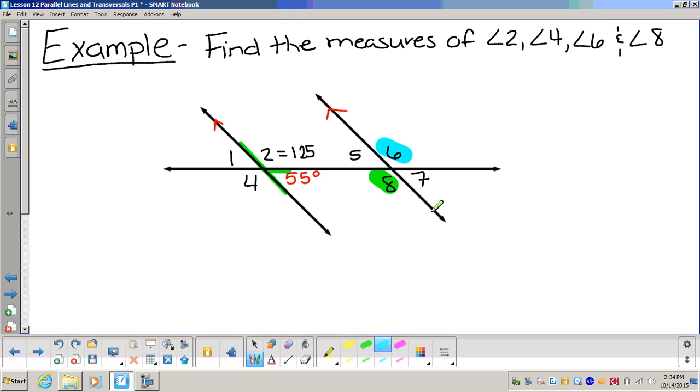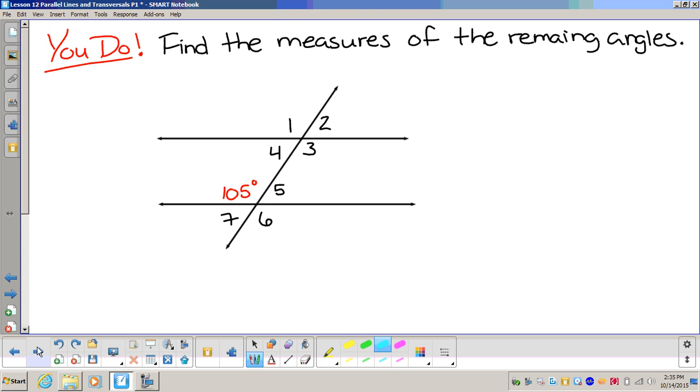Another thing you can notice is that 2 and 4 are vertical angles, so they're equal. 6 and 8 are vertical angles, so they're equal. So along with our special angle pairs that we talked about in this lesson, we also can still see vertical angles and linear pairs when we have these intersecting lines. So I have one you-do for you. I want you to tell me the measures of all these angles, 1, 2, 3, 4, 5, 6, and 7, and then we'll talk about them in class.